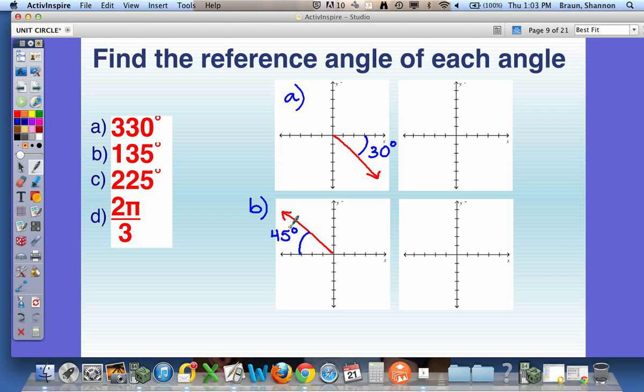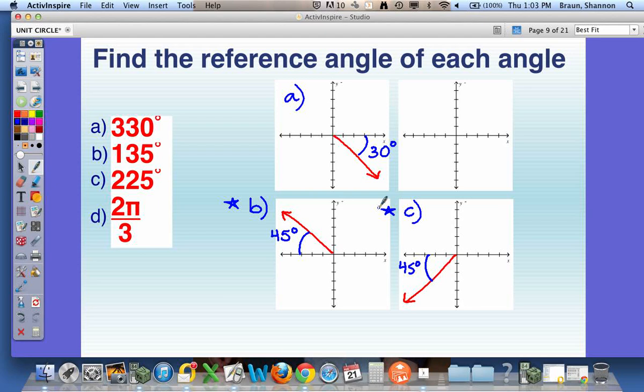Okay. Part C, this one's going to be a little bit interesting. Actually, I'm going to put C right here, so it's right next to it. So C, we're down at 225, which would be about right here. What's the reference angle on that one? It's also 45. Do we see how this angle right here of 135 has the same reference angle as an angle that's 225?